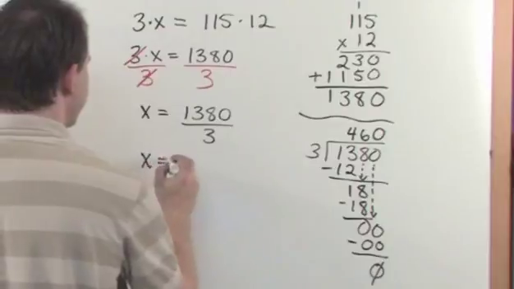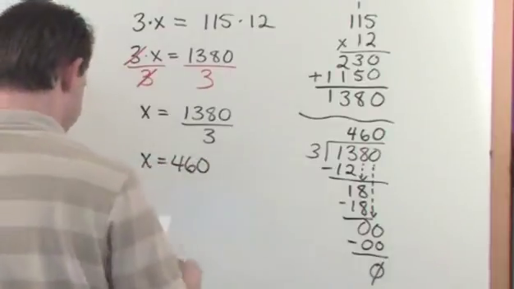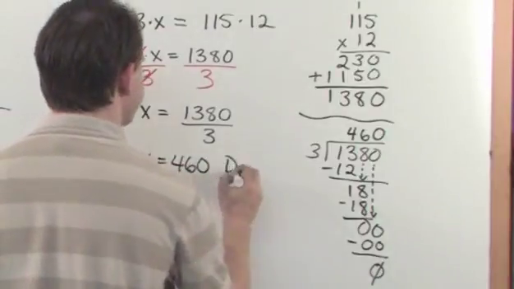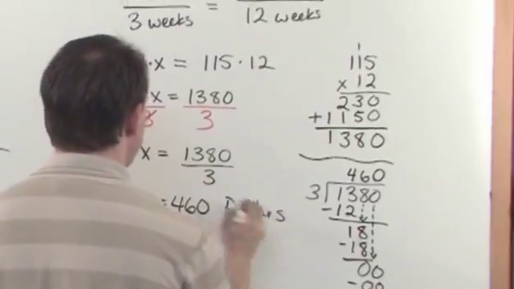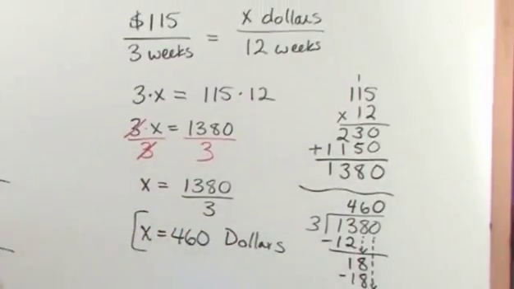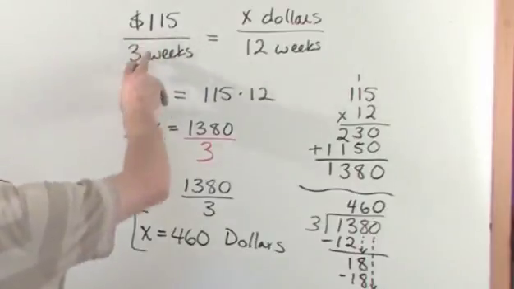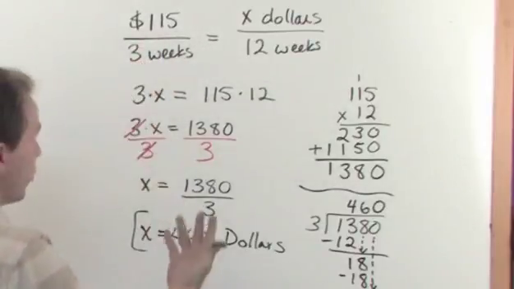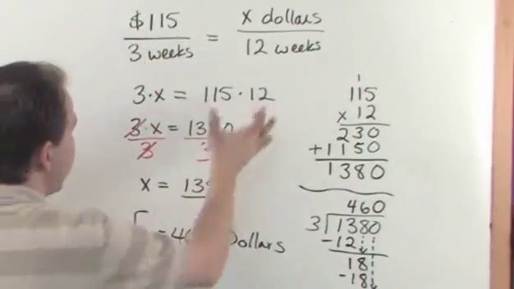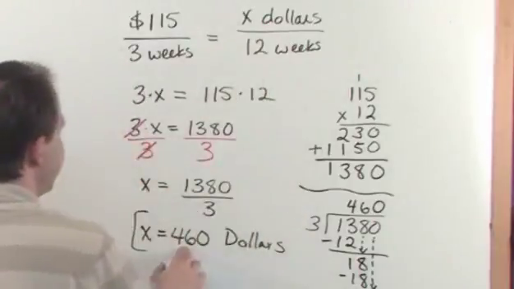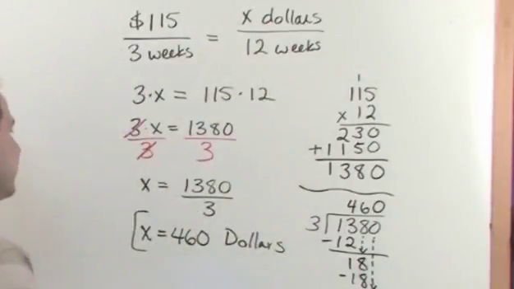So the answer is $460. Okay? So let's see if it makes sense. If I can earn $115 in 3 weeks, I expect to earn more money if I work longer. So in 12 weeks, I earn $460, which is what it's telling me, and that makes sense to me.